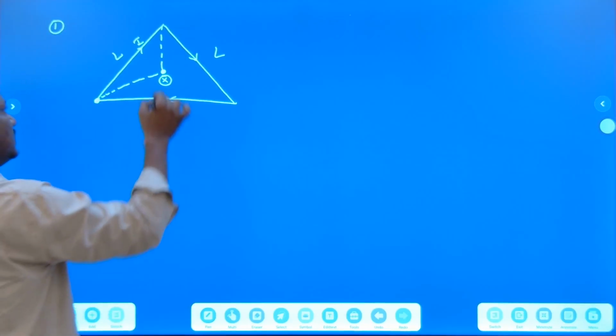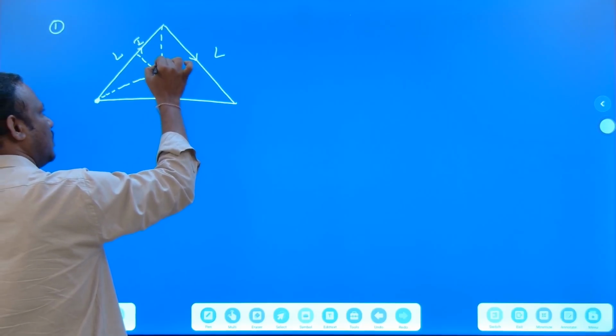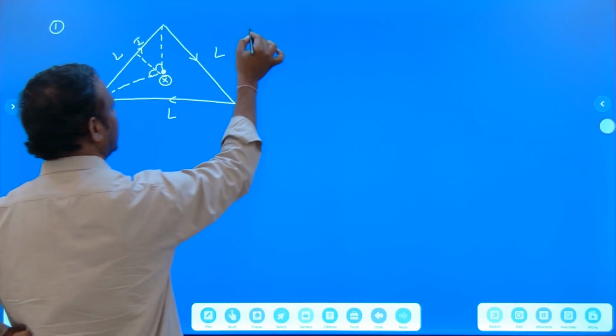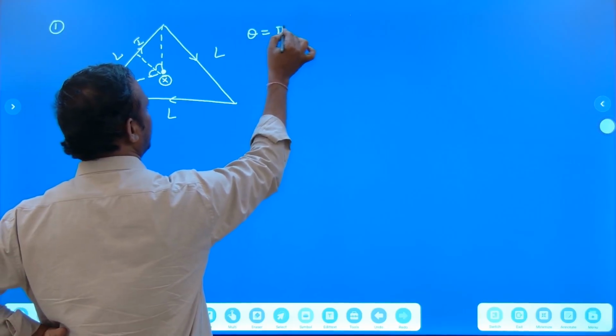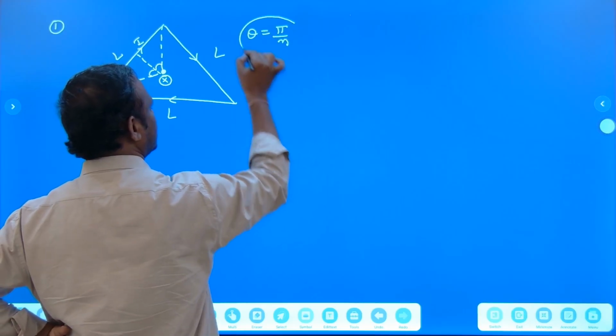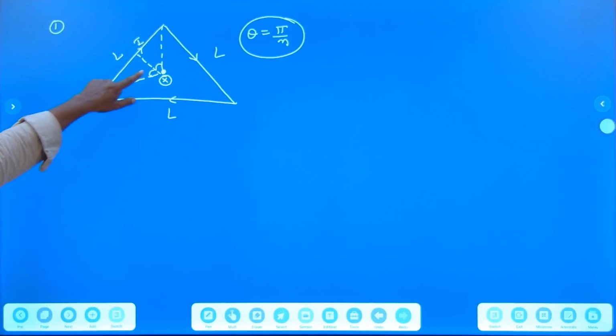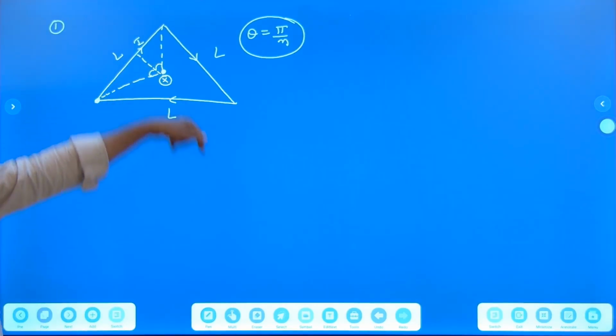So this total is the angle. What must this angle be? Theta. Theta is equal to pi by n. Our total angle is 2 theta.